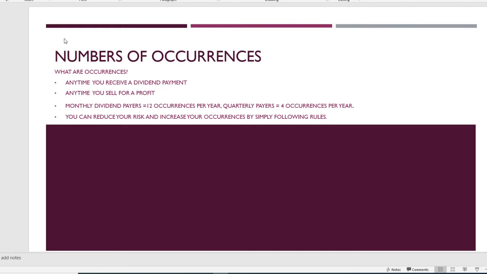Commonly, we have monthly dividend payers. You can get 12 plus occurrences per year. Quarterly payers, you get 4 plus occurrences per year. Sometimes they throw in a little extra there. Usually at the end of the year, you can look back on this year, 2020, there were quite a few extra payouts or increases in the dividend amounts, especially on those monthly dividend payers. But you can reduce your risk and increase your occurrences by simply following some rules.